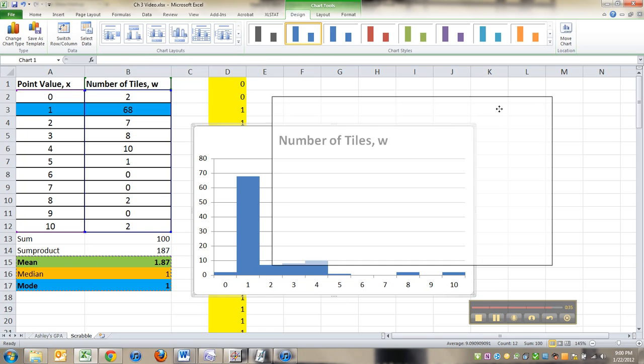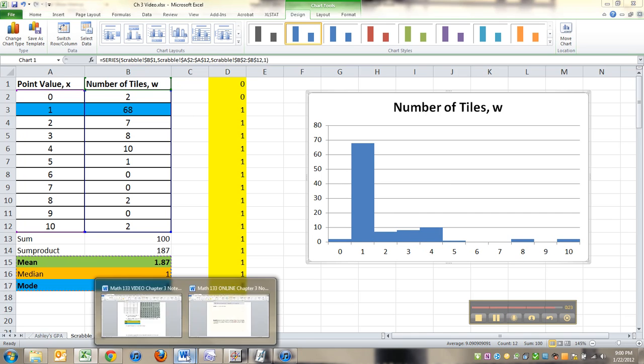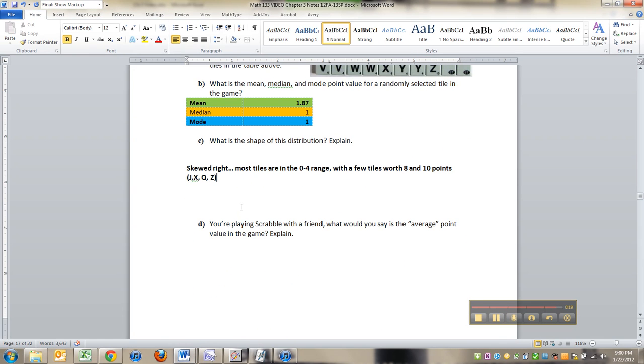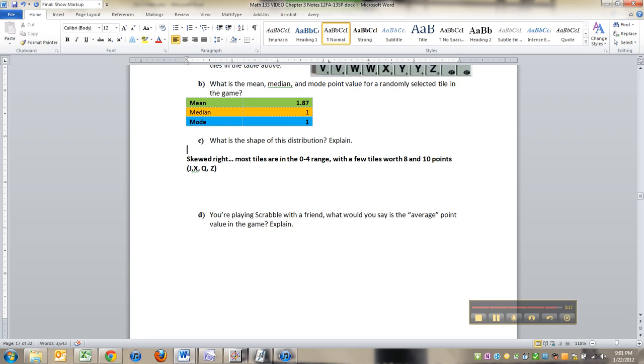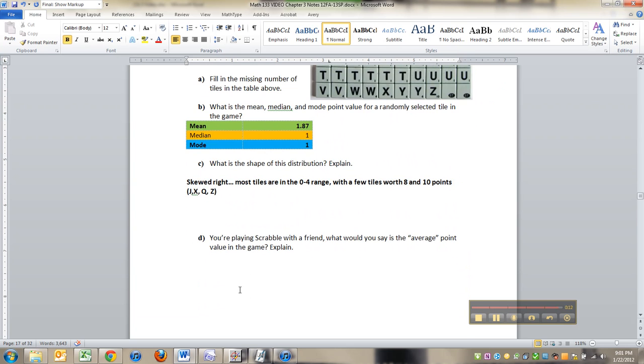Totally skewed right. Right? Because most tiles are here at the 1 mark, and you have a few over here at the 10 for outliers. Your X's and your Q's and your J's, right? All right, let me go back and type that up. There we go. It's skewed right. And if you want, you can feel free to sketch a little picture of the histogram we just made. So if you're playing Scrabble with a friend, what would you say is the average point value? All right, well, I'll let you think about that for a second, and I'll type up my answer, and I'll see you back here at the next video for it.